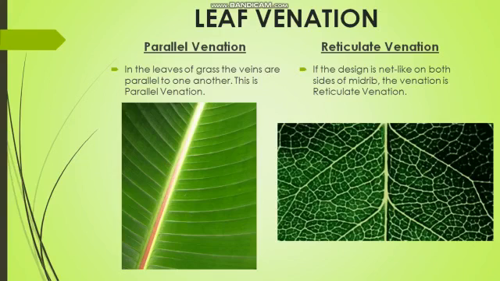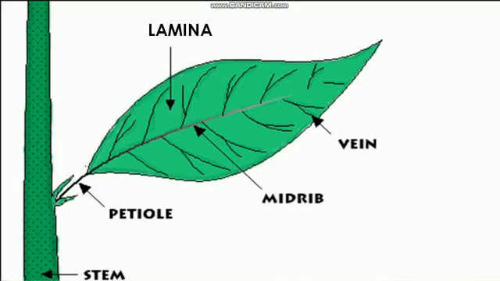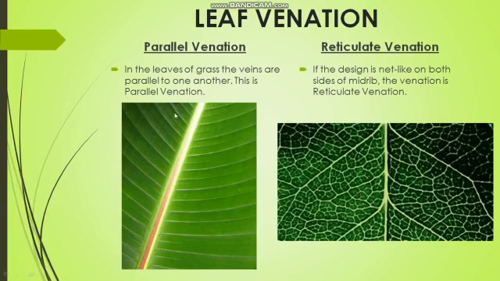Now there are two types of leaf venation. The first one is parallel venation, in which the veins are in a straight line and parallel to each other. As you can see in the first picture here, the lines are in a parallel way. So this is known as parallel venation. Whereas in the second picture, there is a net-like structure on both sides of the midrib, and so it is known as reticulate venation.